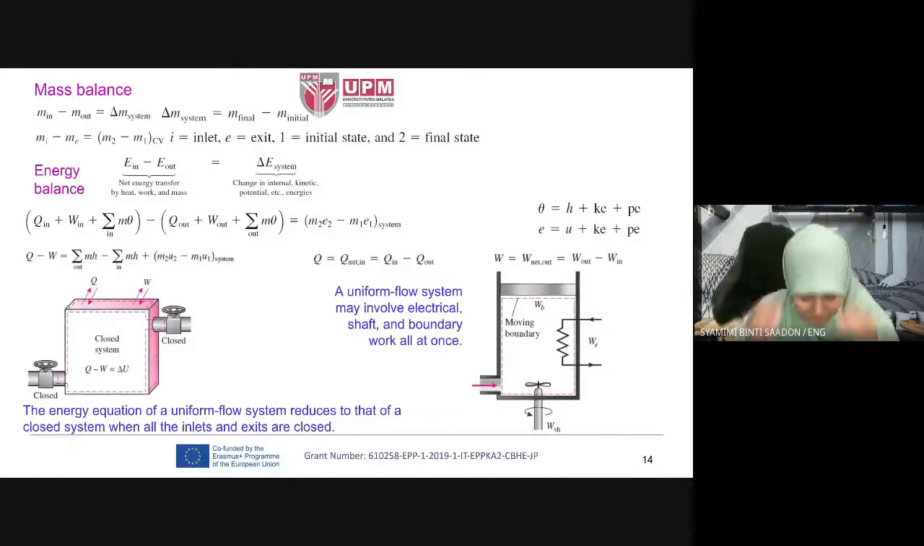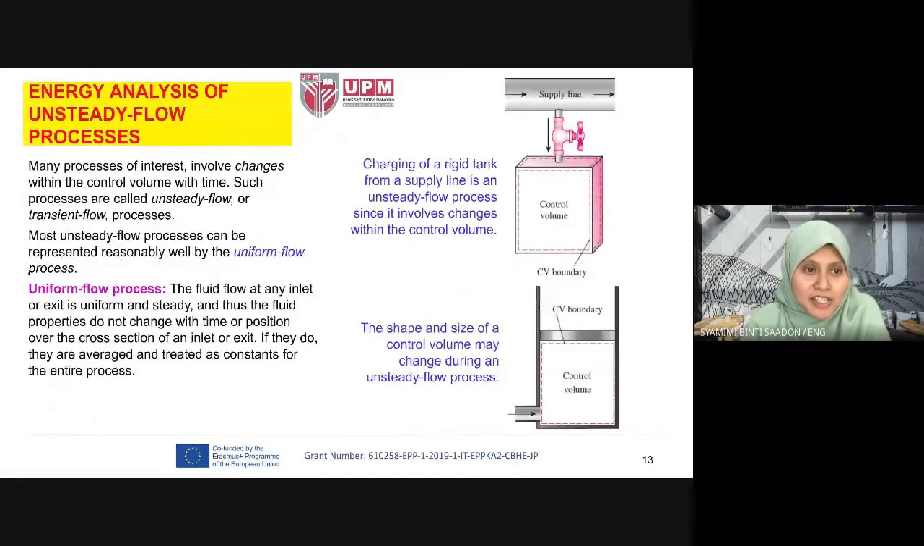So we finish with the energy balance of each of the devices. Now the last part is the energy analysis of unsteady flow. Just now we considered the process as a steady flow process, meaning that all the properties, pressure, mass, etc. don't change with time. But for an unsteady flow process, all the properties inside the control volume change with time.